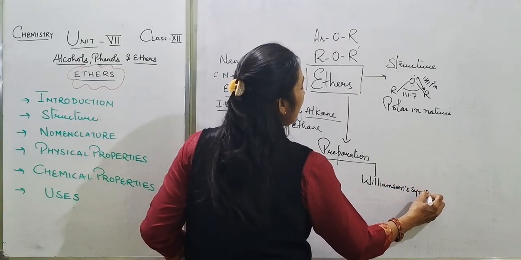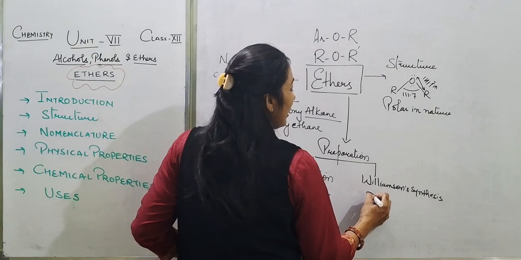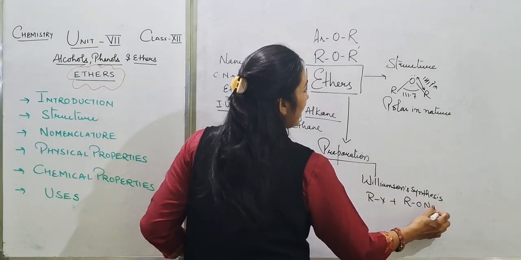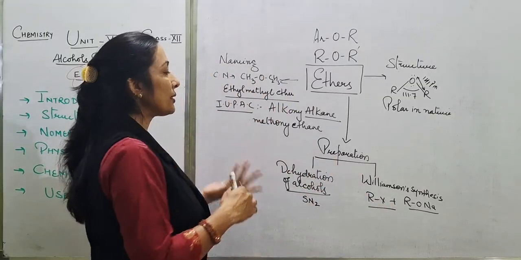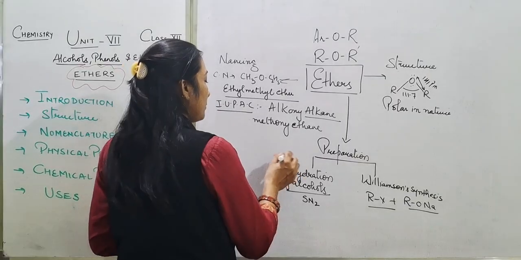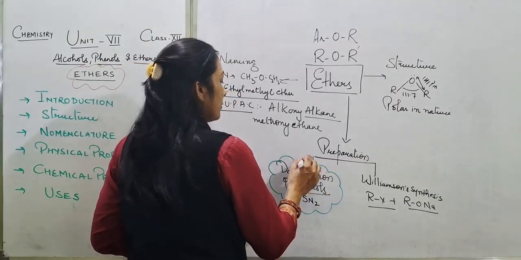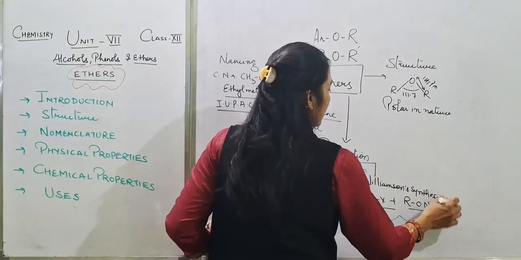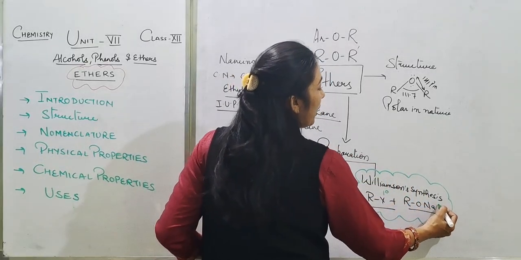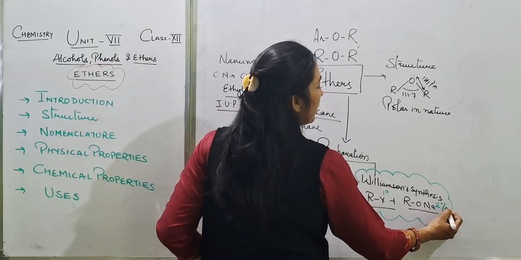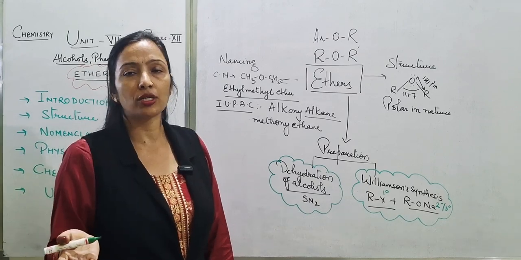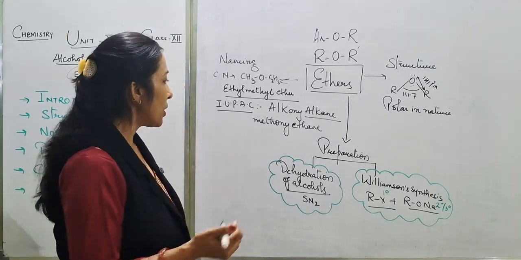The second method is Williamson synthesis, where we take alkyl halide plus sodium alkoxide. So these methods are used for the preparation of ethers. Here the alkyl halide should be primary and the sodium alkoxide can be secondary or tertiary. If we take it the other way around, again the elimination reaction competes over the substitution.